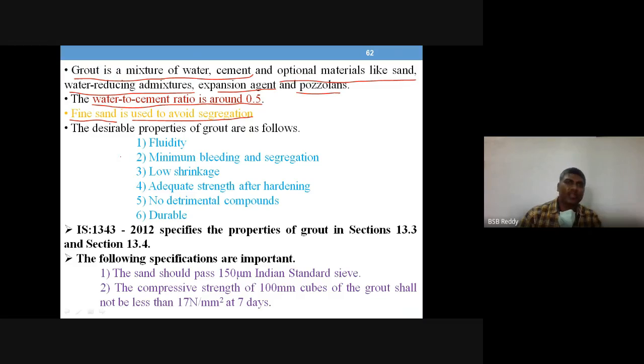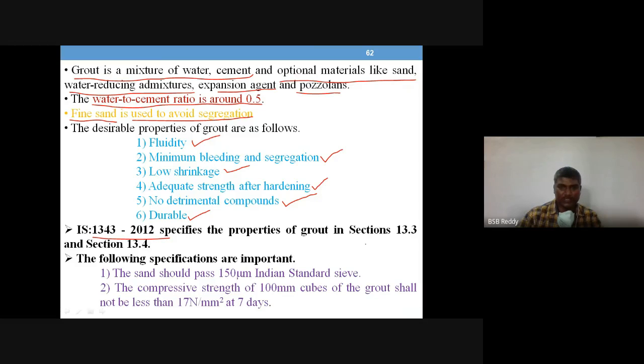What properties do you require for the grout? One is that fluidity is required. Minimum bleeding and segregation should be there. There should be low shrinkage, adequate strength after hardening, no detrimental compounds, and it should be durable.